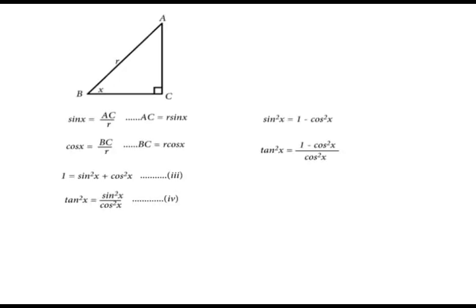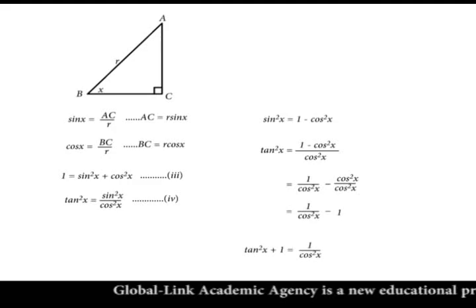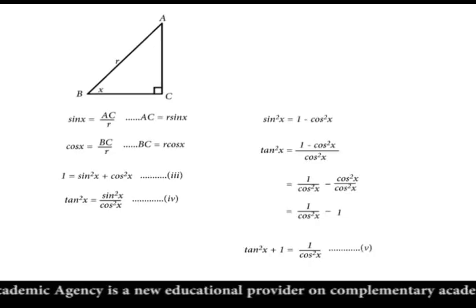If we split that into distinct fractions, we shall have 1 over cos squared X minus cos squared X over cos squared X. That fraction will cancel out the cos squared X and we shall remain with 1. And so we shall have tan squared X is equal to 1 over cos squared X minus 1. If we bring 1 to the left hand side, we shall have tan squared X plus 1 is equal to 1 over cos squared X.